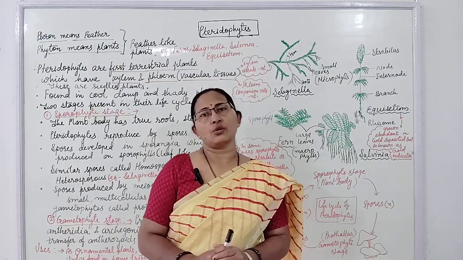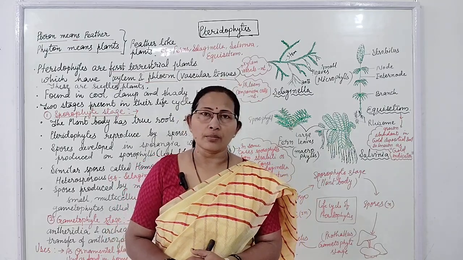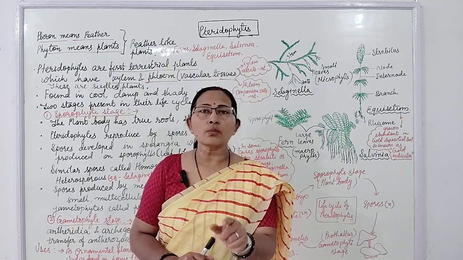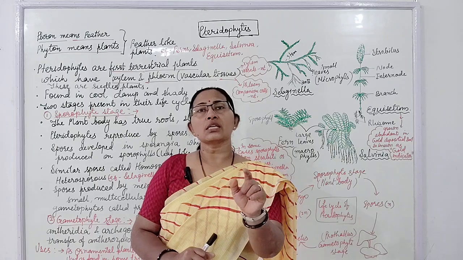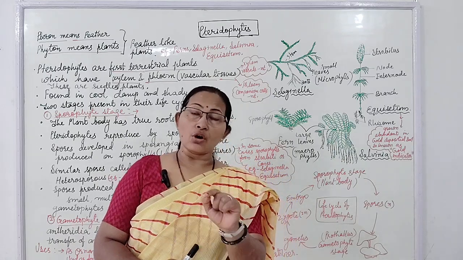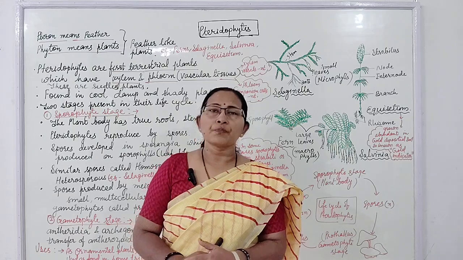Pteridophytes are the first terrestrial plants which have xylem and phloem in a primitive form. In the primitive form, xylem and phloem are present, because xylem vessels and companion cells of phloem are absent in the pteridophytes.